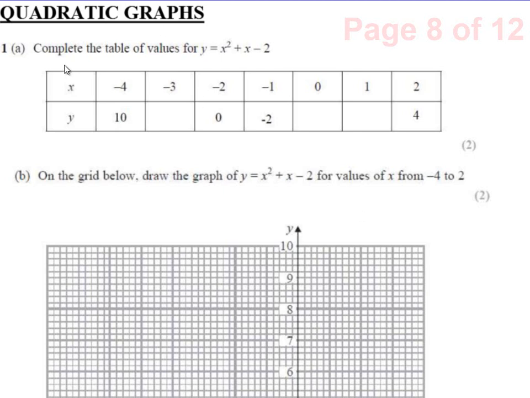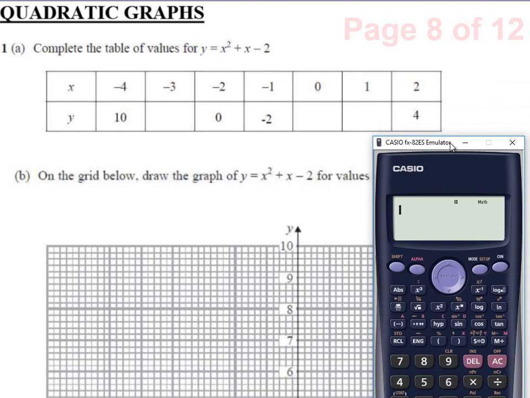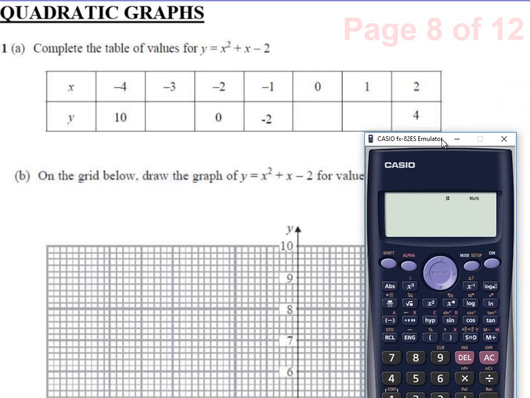Quadratic graphs. Complete the table of values of y equals x squared plus x minus 2, and then draw the graph for values of x between minus 4 and 2. There are two ways to do this. One is you substitute the value of x into the equation, work out the value, and then put them in there. So do each and every one, taking turns: 0, then minus 3. Or alternatively, you can use the table function on your calculator, using the method I've explained in class.